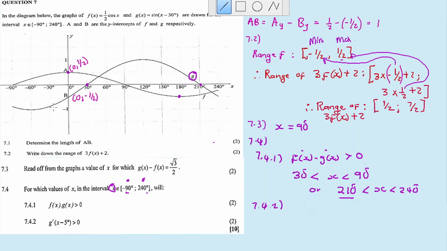In other words, this is the part of the graph where g prime is greater than 0. Because g prime is greater than 0 whenever the line is slanted up. If it is slanted down, g prime is less than 0. So the gradient of g is greater than 0 if the line is slanted up, right? Here it's 0, and then it starts from 30 degrees. My graph of g starts going up until it reaches 90 degrees.